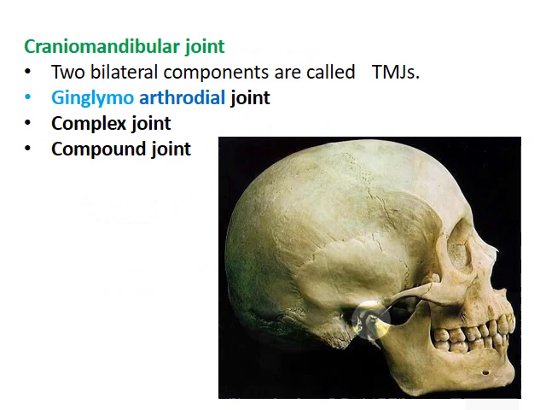Let's go further now. Okay, so we are discussing the craniomandibular joint. You can see in that circle, that is the joint which we are mainly going to talk about, which is also called the TMJ. It is a ginglymoarthrodial joint. We call it a ginglymoarthrodial joint. It is a complex joint and compound in nature. It is complex as well as compound.